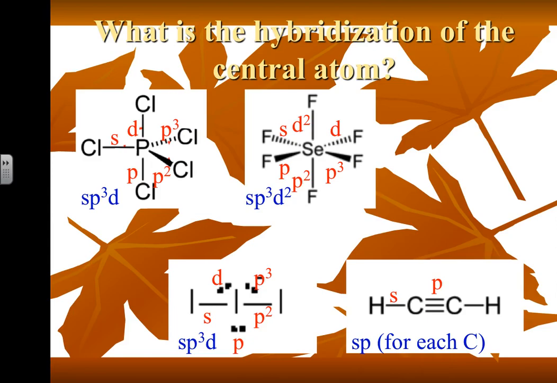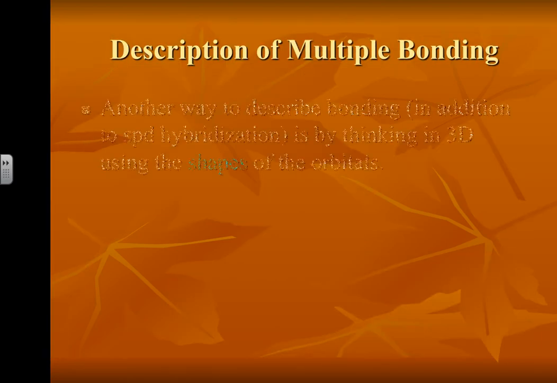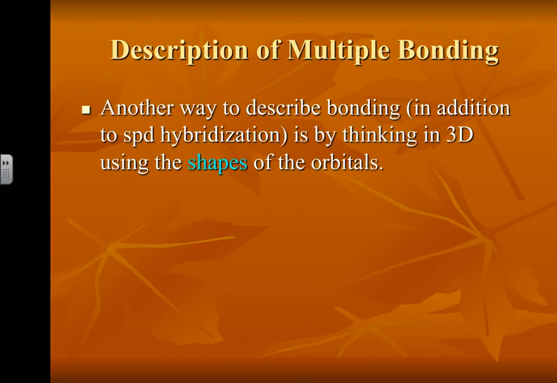Okay, so some examples are helpful, I think, but I also do want to show you some pictures, which are pretty cool. So moving on, descriptions of multiple bonding. Another way to describe this, besides having our electron configurations with the boxes and the arrows and everything like that, is to talk about shapes.